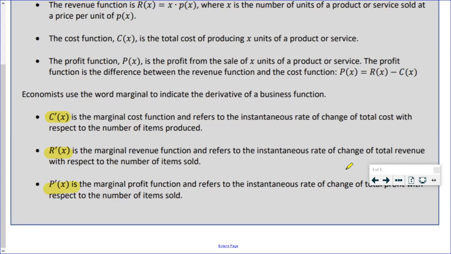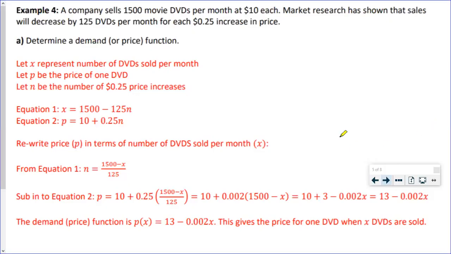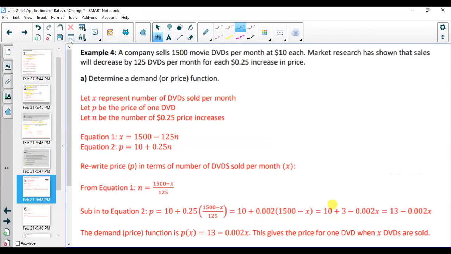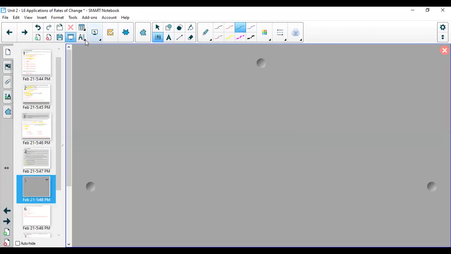So we're going to go through just one example today that has a few parts to it of our business calculus. And the extra handout that I'm going to provide might have a few more examples that relate to the marginal cost function, revenue function, and profit function. So I'm going to bring down my slide. There we go.